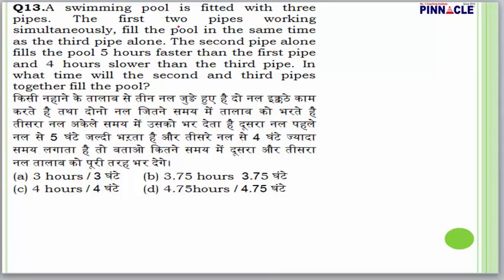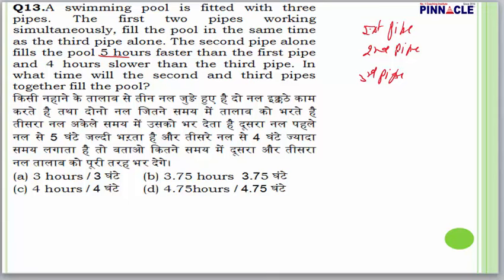Here, the first two pipes working simultaneously fill the pool in the same time as the third pipe alone. The second pipe alone fills the pool 5 hours faster than the first. This is the first keyword. Let's say this is the second pipe, this is the first pipe, and this is the third pipe. The second pipe alone fills the pool 5 hours faster than the first pipe.